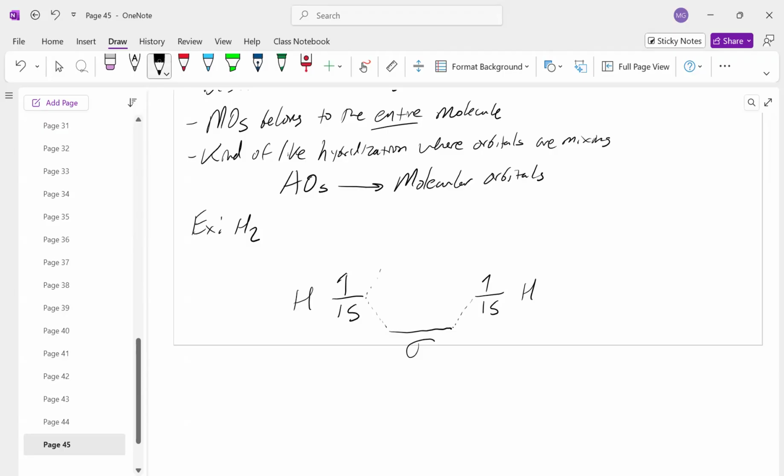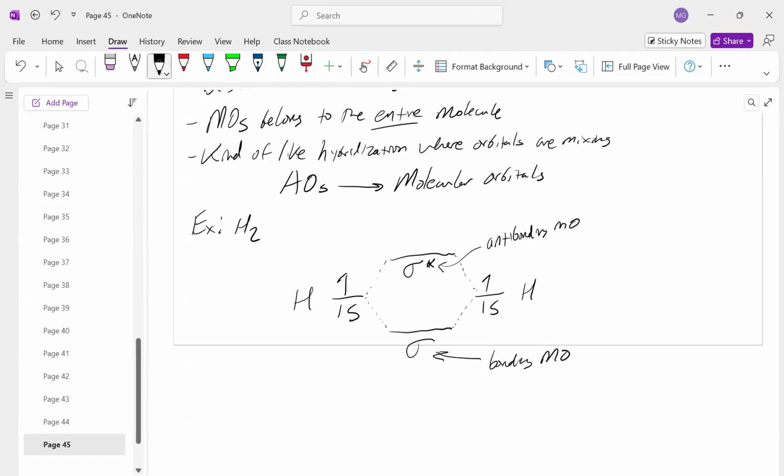If it interacts destructively, you get a higher energy molecular orbital. We still use the symbol sigma, but we put a star here. And what the star means, and this will be true for any molecular orbital, is that if you see a star, it's an anti-bonding molecular orbital. No star means bonding molecular orbital.